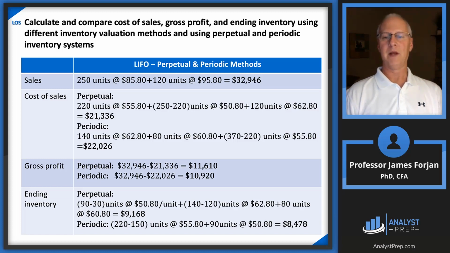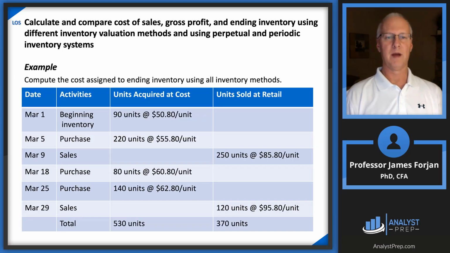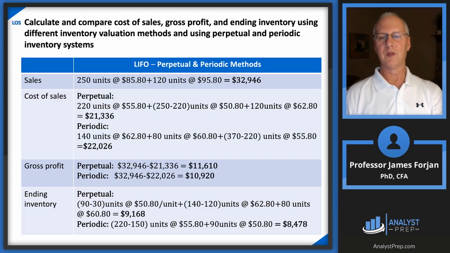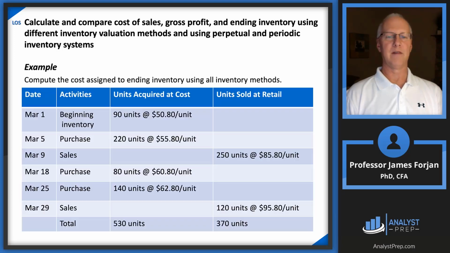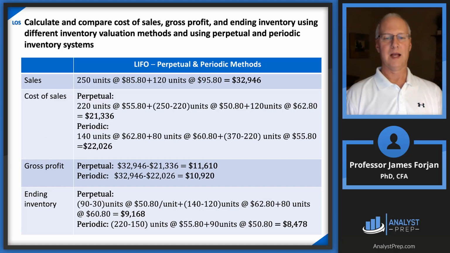And so under that periodic method, we have those 90 units at the $50.80, they're part of our ending inventory, plus what's left over that we hadn't sold, that's going to be 70 units at the $55.80. So that gets us, under the periodic method, the $8,478 worth of ending inventory.